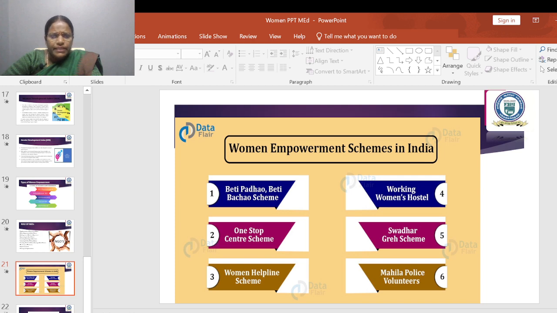Women Empowerment Schemes: Beti Bachao Scheme, One Stop Centre Scheme, Women Helpline Scheme, Working Women's Hostel, Swadhar Greh Scheme, Mahila Police Volunteers.